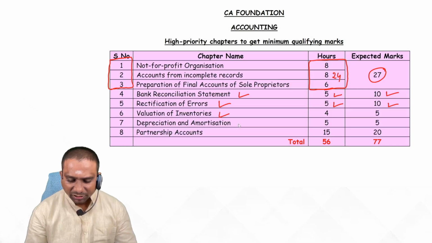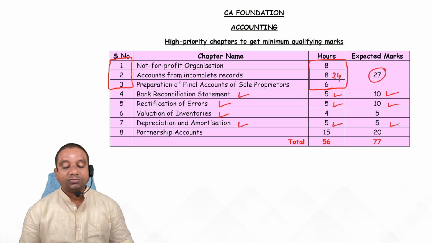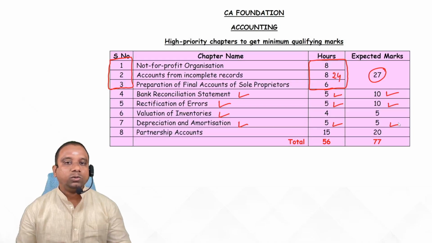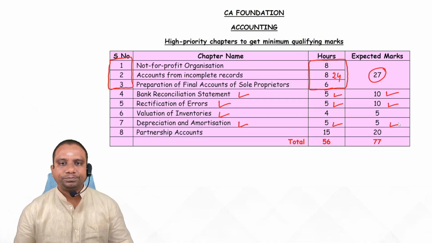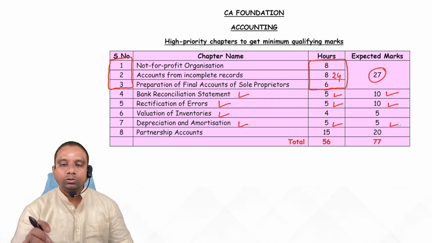Next one, depreciation and amortization, 5 marks. Sorry, 5 hours you need minimum and you get easily 5 marks. Surprisingly, you may get a 10 marks question also in the next attempt, January 2025.